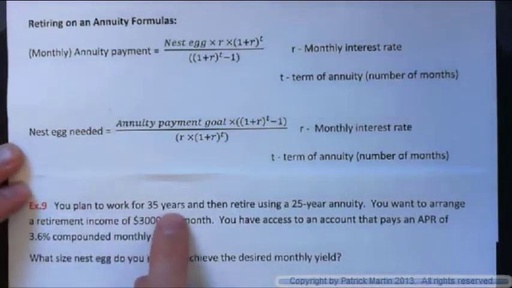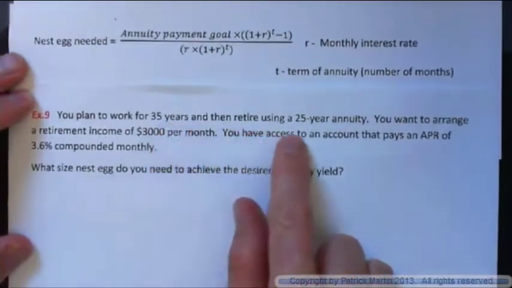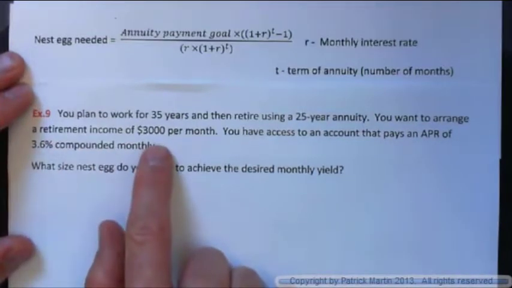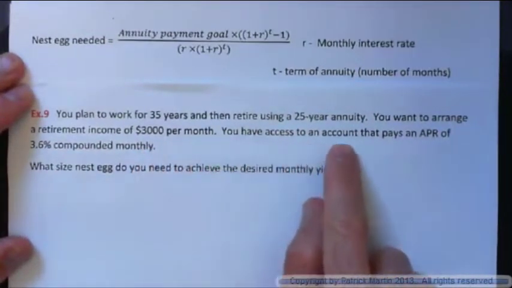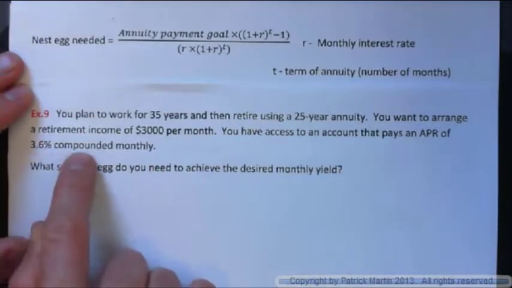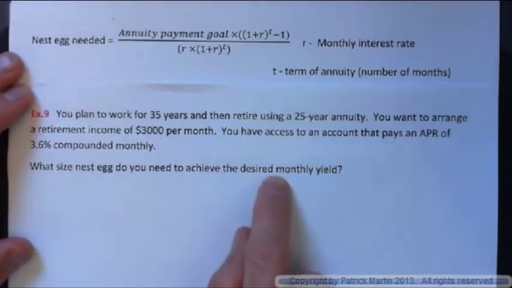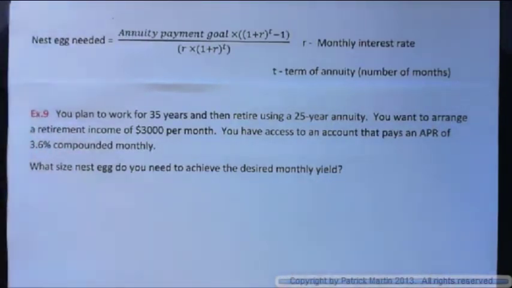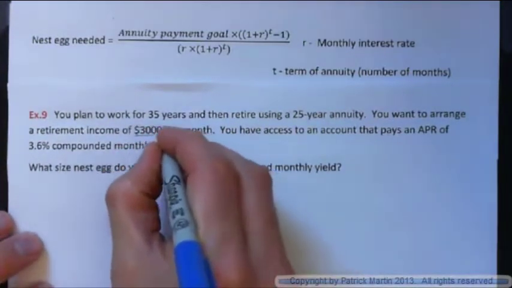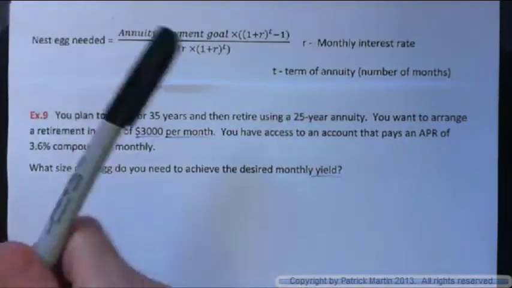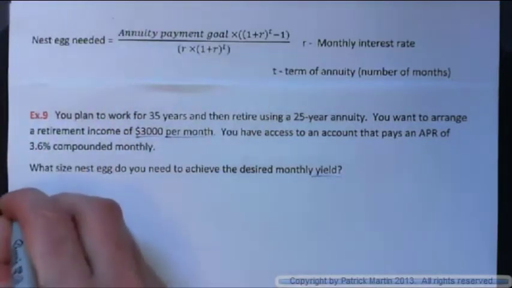You plan to work for 35 years and then retire using a 25-year annuity. You want to arrange a retirement income of $3,000 per month. You have access to an account that pays an APR of 3.6% compounded monthly. What size nest egg do you need to achieve the desired monthly yield? Desired monthly yield means the $3,000 paid per month by the retirement account. Our nest egg needed goes into this formula.